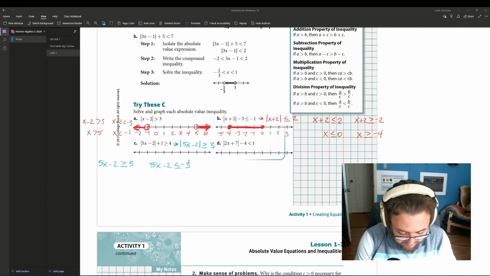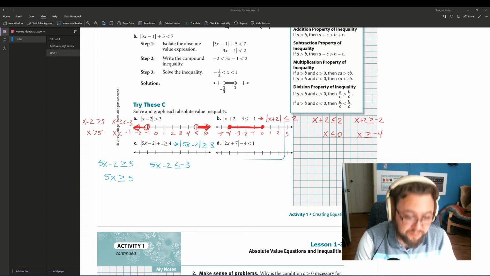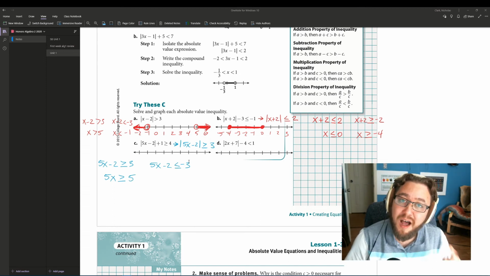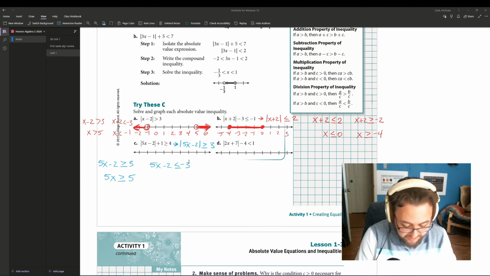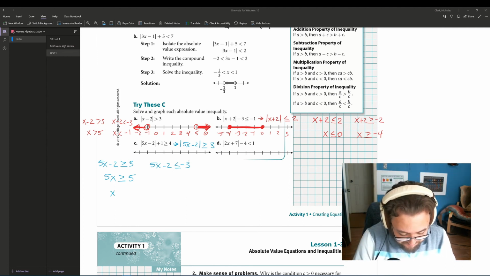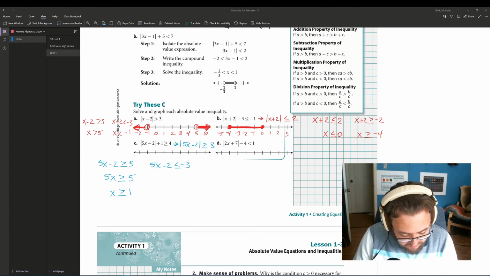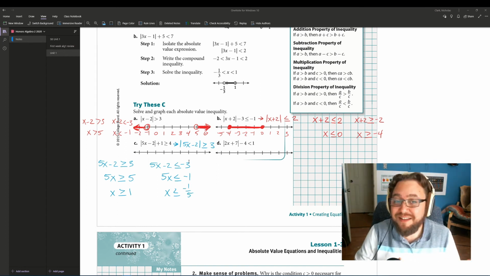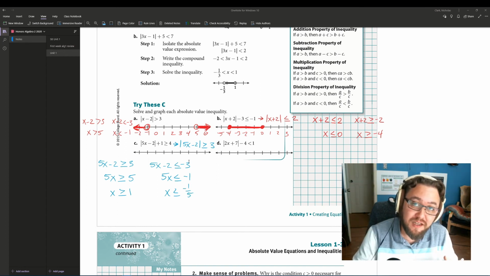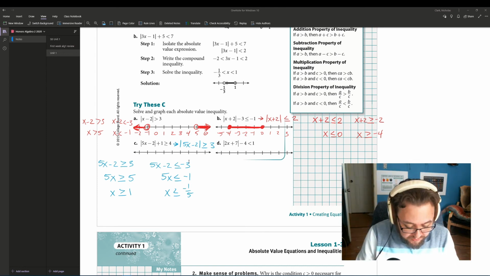I'm going to add 2 to both sides. 5x is greater than or equal to 5. So I'm going to be dividing here, but not by a negative, so our inequality sign is going to stay the same. So it's x is greater than or equal to 1. On our other side, let's add the 2. 5x is less than or equal to negative 1. We'll divide and we'll get that x is less than or equal to negative 1/5. Don't let the fraction freak you out. That's okay. We're not going to be doing any crazy stuff with it. So let's take a look.